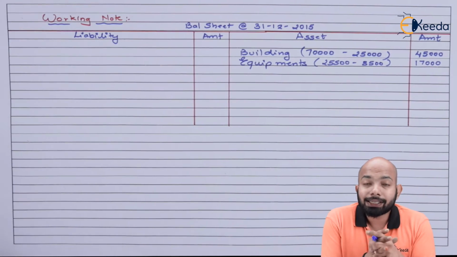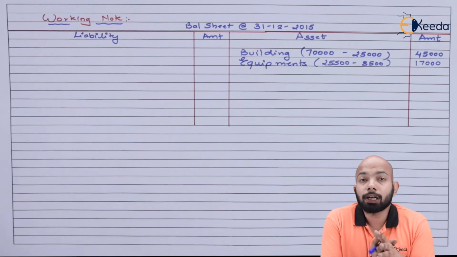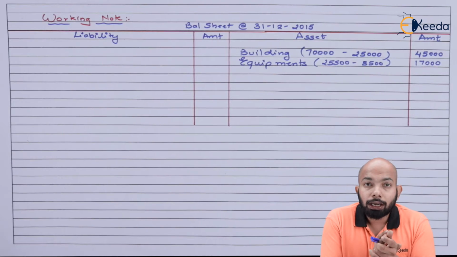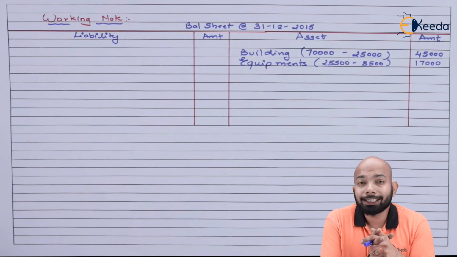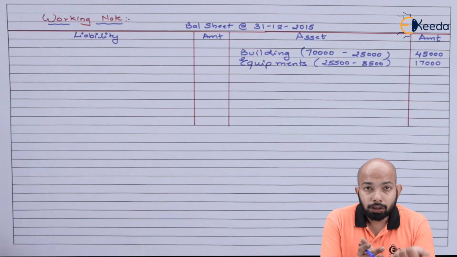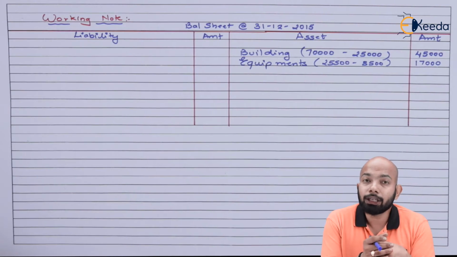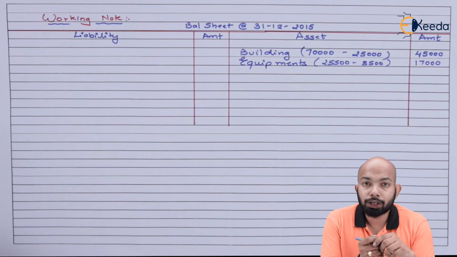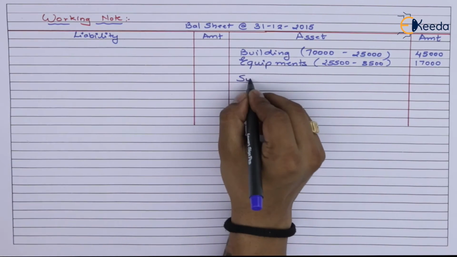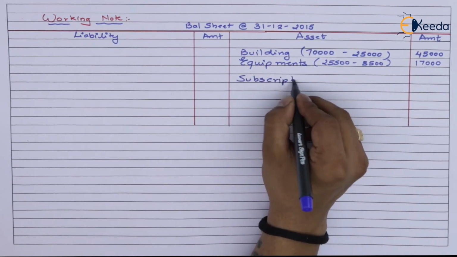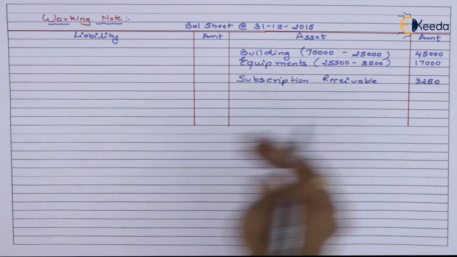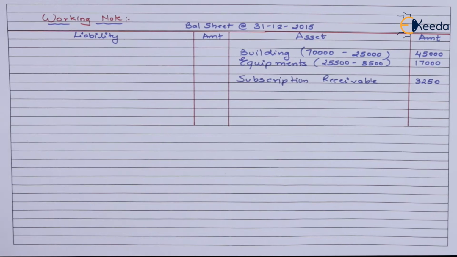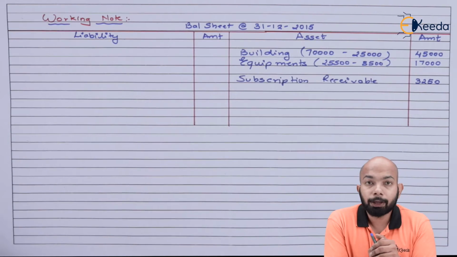Now, the next adjustment that we can refer here is the subscription receivable, because an outstanding subscription, or rather we can talk about the subscription earned but yet not received, is an asset for us. So that was mentioned in the adjustment as 3250. So that can be mentioned here. So this has been mentioned.